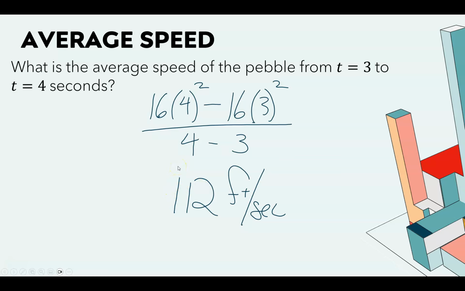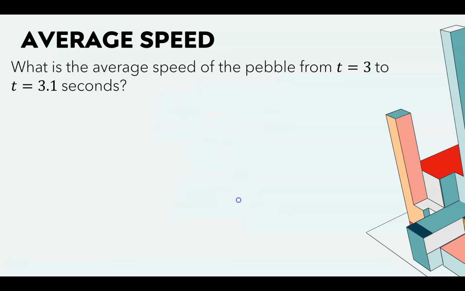7 times 16, 56 doubled is 112. And then let's not worry about writing out a conclusion here: the average speed of the pebble from t equals 3 to t equals 4 is 112 feet per second, because what we're doing is, well, you'll see what a limit kind of feels like here. We're going to do a whole bunch of very similar calculations, getting closer and closer to an idea.